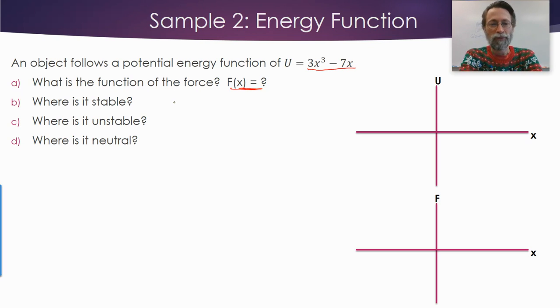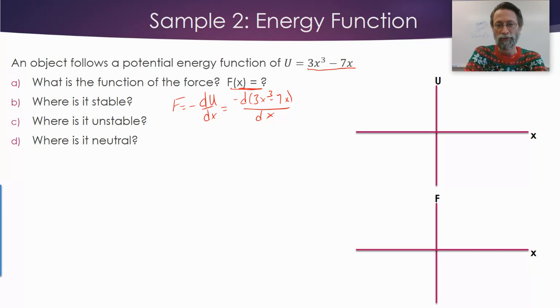To get the force, remember that the force function is going to be the negative derivative of the potential energy function. So I'll have the negative derivative of 3x cubed minus 7x, with respect to x. Taking that derivative, 3 times 3 is 9, x, drop the power to 2. Then 1 times negative 7 is negative 7, and the power drops to 0. And then all of that is going to have the negative in front. So my force function is going to be negative 9x squared plus 7.